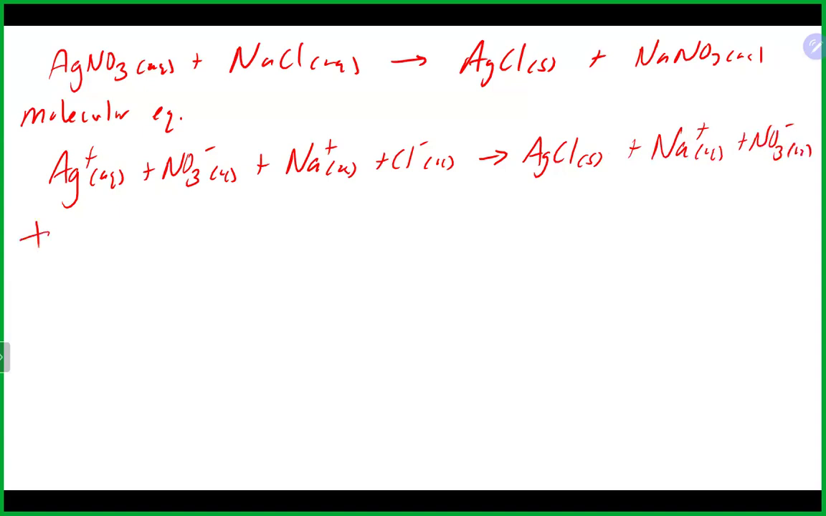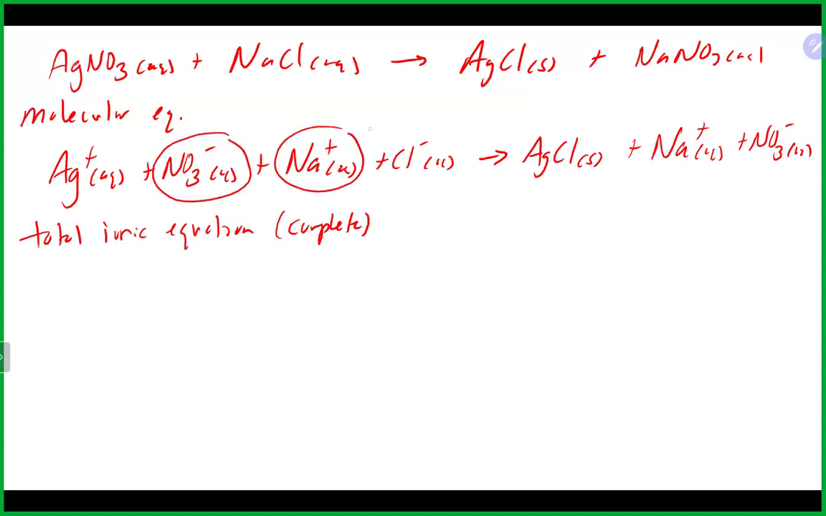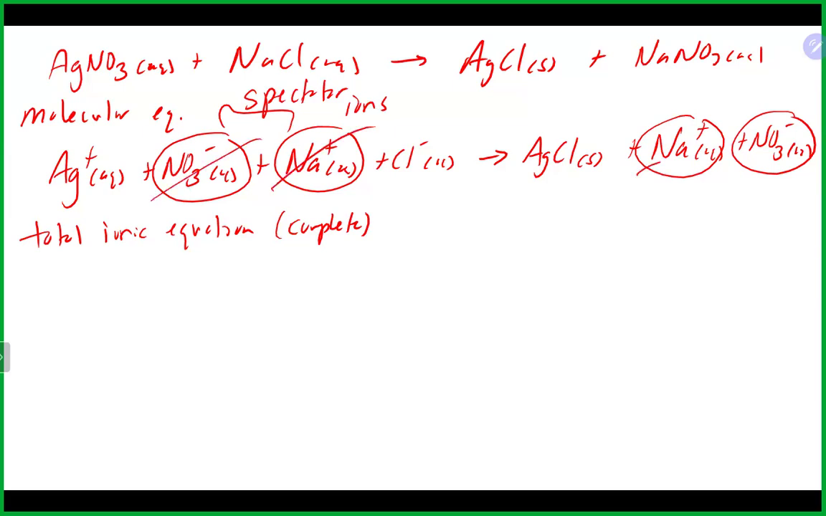This is what is sometimes referred to as the total ionic equation, or the complete ionic equation. And remember, in this equation, you could look on both sides of the arrow, and you should be able to find ions that look exactly the same. And these ions here are what are referred to as spectator ions. They are basically just there watching. They're not involved in the product formation. We could cross them out on both sides.